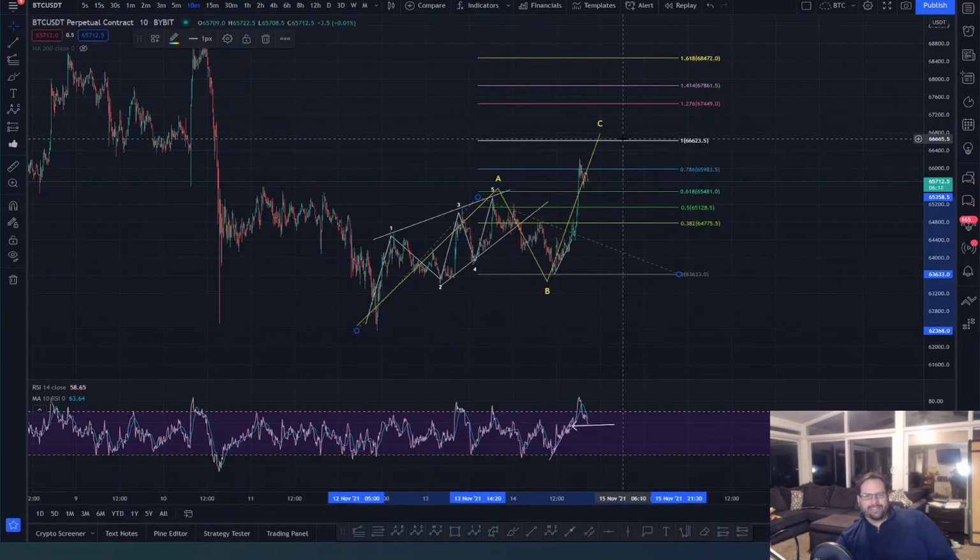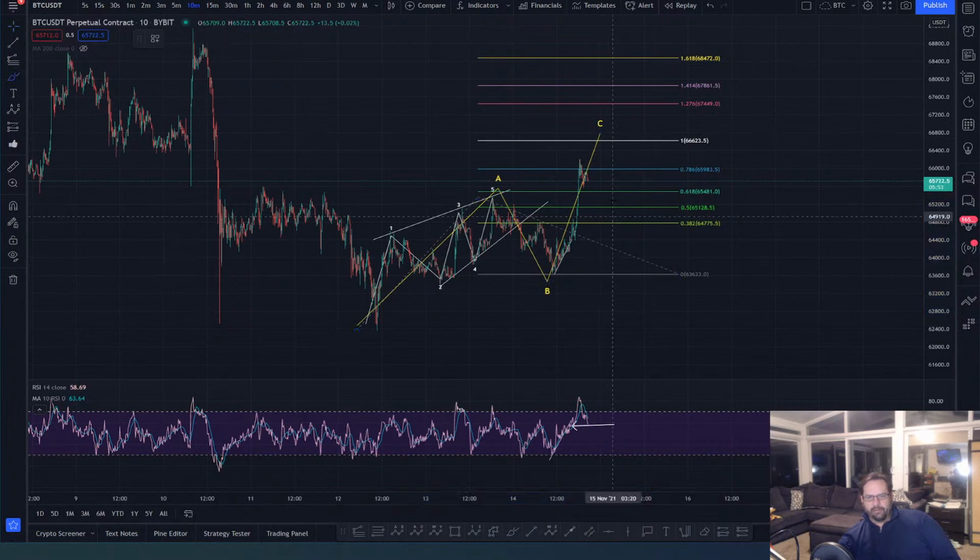Looking for the one-to-one extent, 66.6. Oh, man, I need a different number than that. I don't want 666. 67K, 67, 66.7 in that ballpark, in that range. Okay, and then once we get up there, finishing 5 waves, then we'd be looking for a downward move.